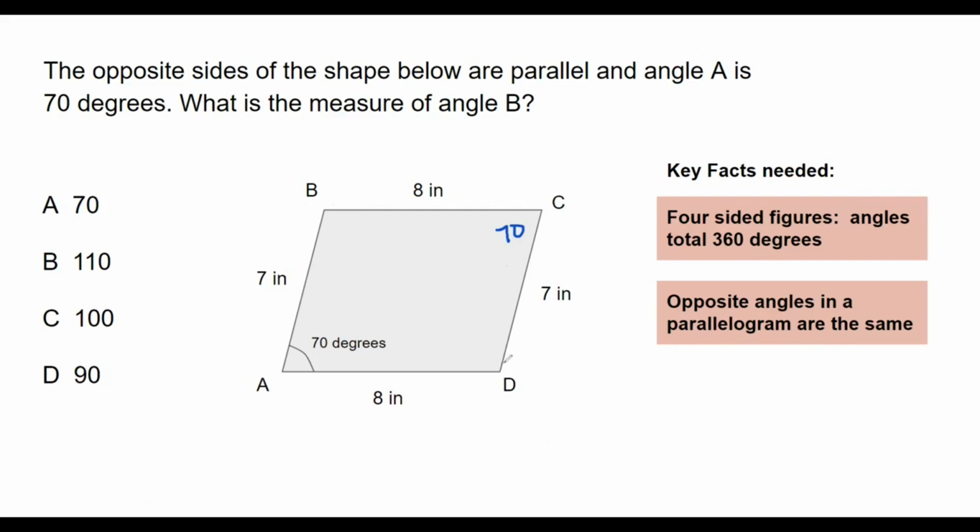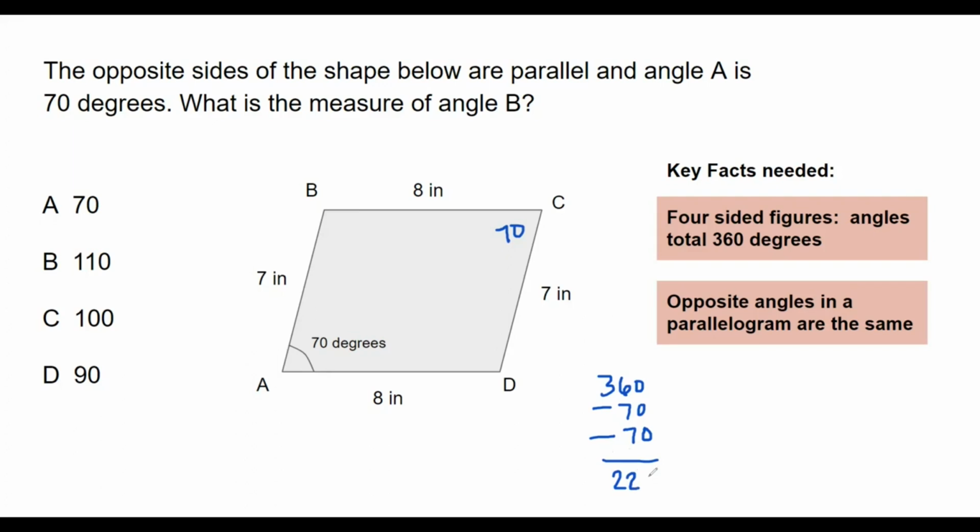So this is a little bit trickier. We need to take 2 steps to solve this problem. We're going to start with 360 and subtract 70 and subtract another 70, because that's going to give us the angles that are left over, or the degrees that are left over between B and D.